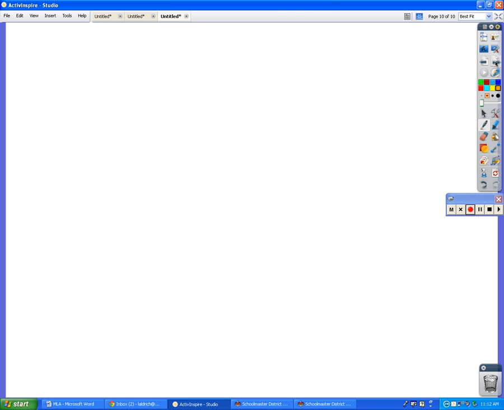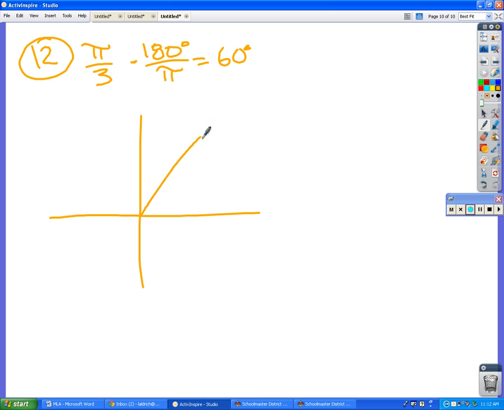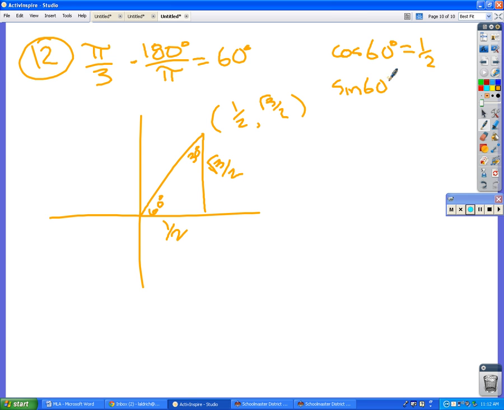Okay, 12. Now we're in radians. What do we have to do? Change it into degrees. That should be able to be done in your head. That's going to come out to be 60 degrees. So 60 degrees is an easy one because it's already in the first quadrant. Obviously that's a 30, 60, 90. This is going to be 1/2. That's root 3 over 2. They're both positive. So the cosine of 60 is 1/2, and the sine of 60 is root 3 over 2.